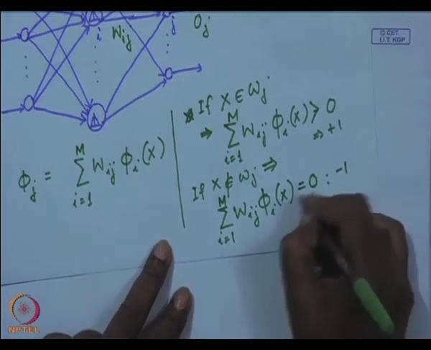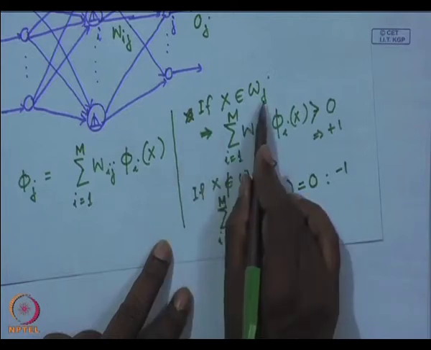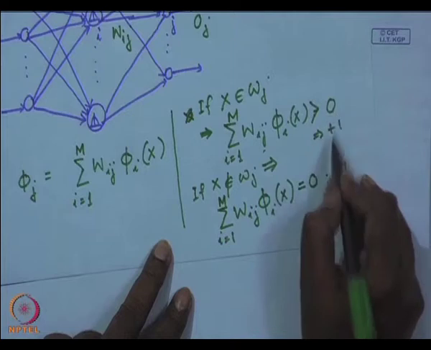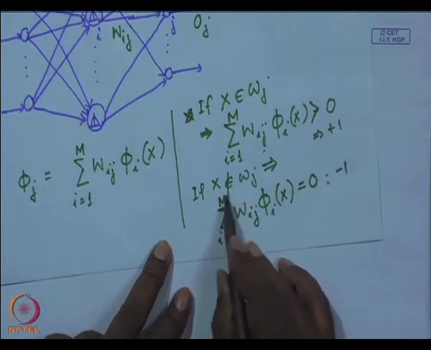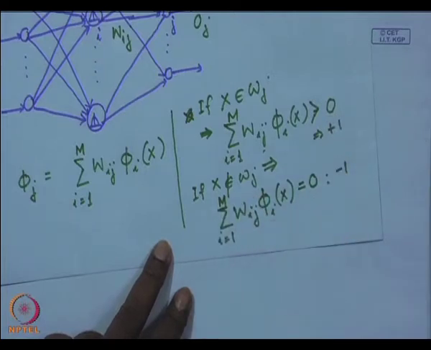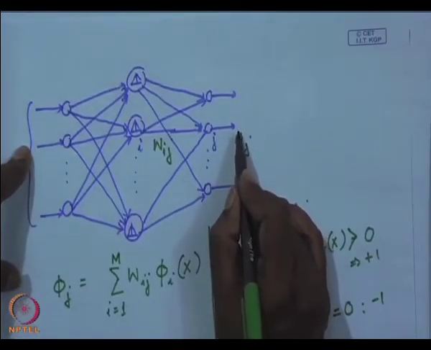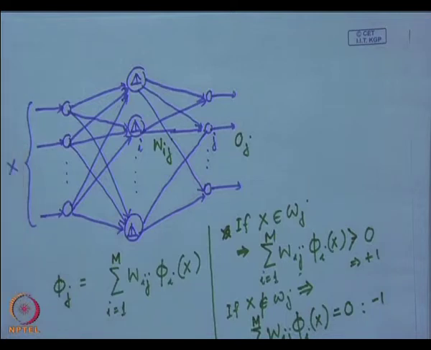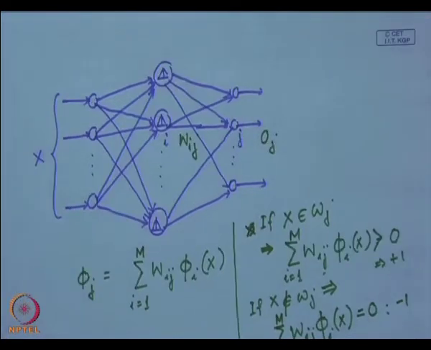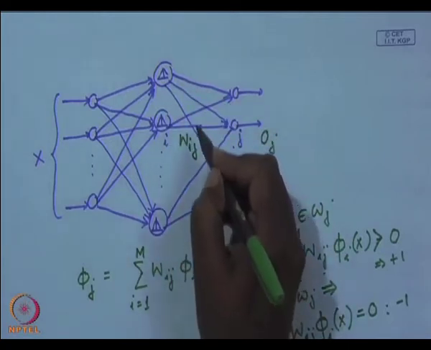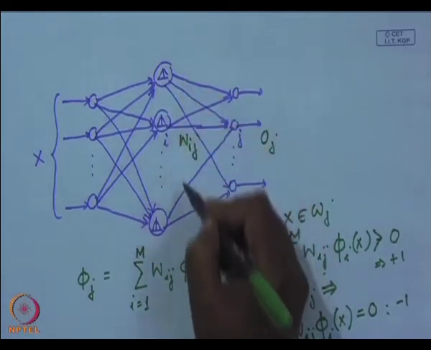So, let us assume that if x belongs to class omega j, the sum of W i j times phi i of x has to be equal to plus 1, and if x does not belong to omega j, this has to be 0, and that is what has to be the output from the jth node in the output layer. Now, taking this, I can go for training of the output layer. That means I have to find out what should be the values of this W i j.